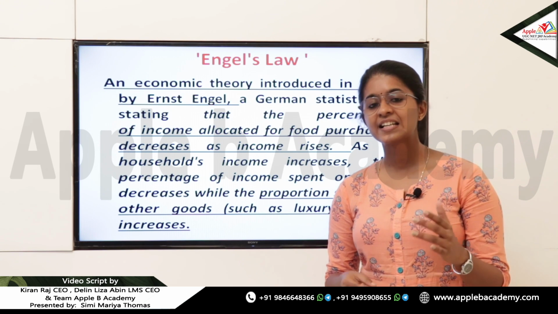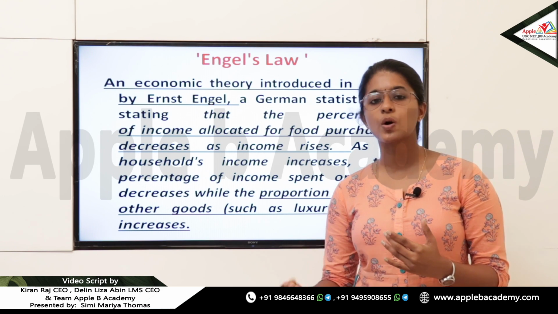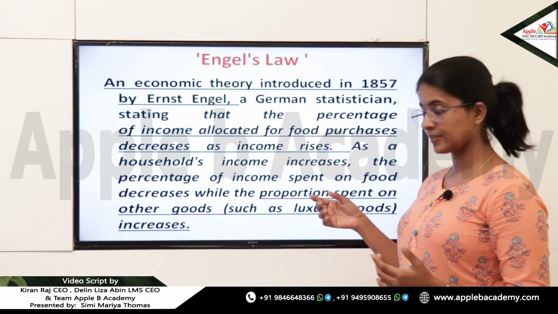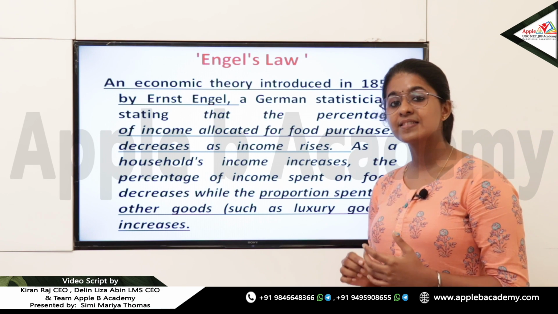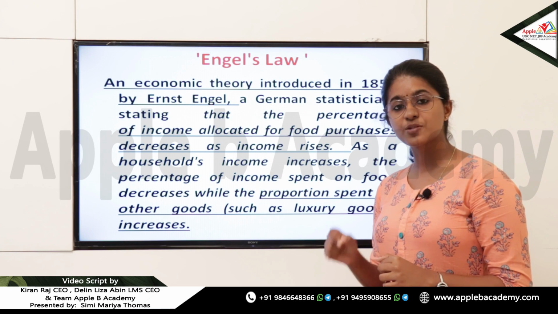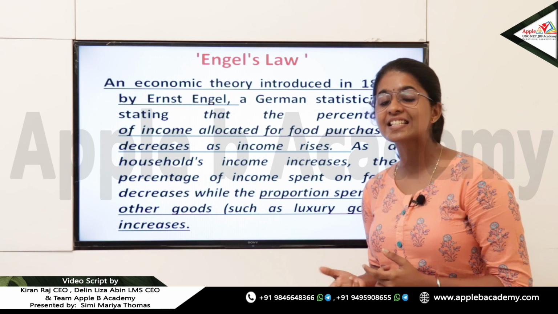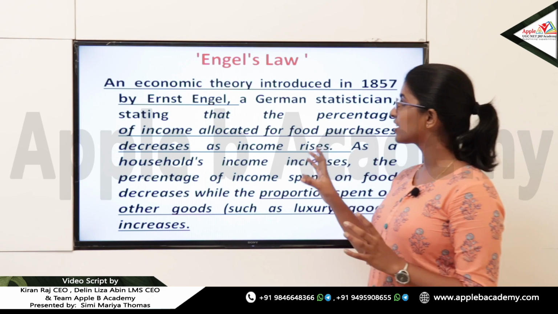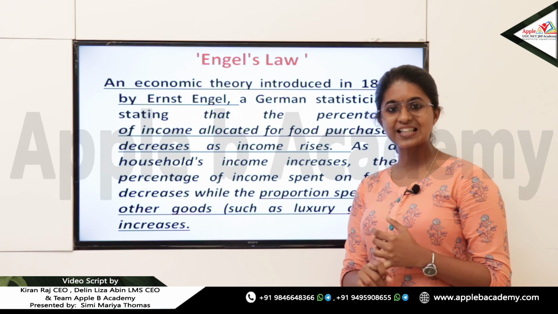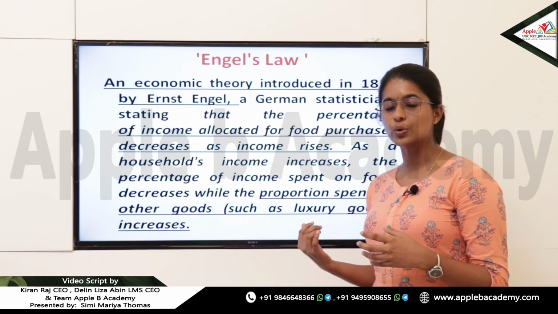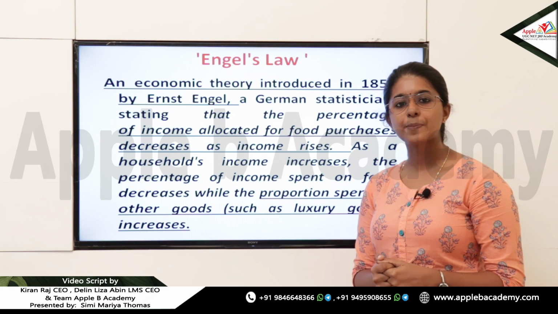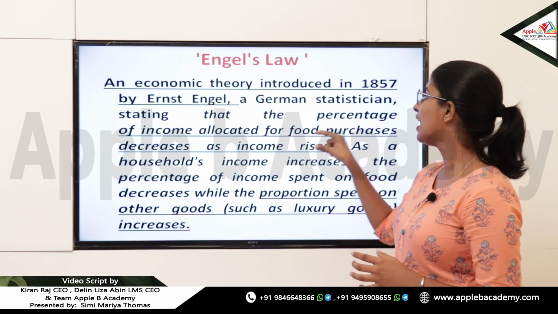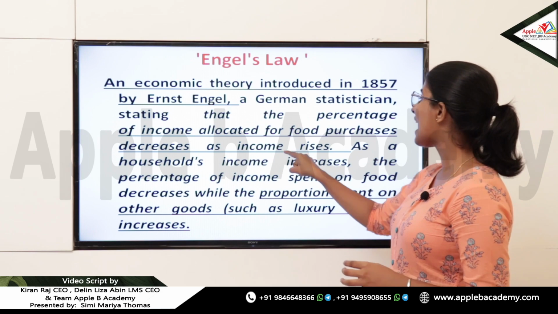When the income is increased, the income spent on food, or the consumption of food, decreases. At the same time, when there is increased income, even though the consumption of food items is reduced, there will be increased consumption of other goods such as luxury goods. So that is Engel's law: a positive relationship between income and the consumption of luxury goods, but a negative relationship between income and the consumption of food products. The percentage of income allocated to food purchases decreases as income rises.